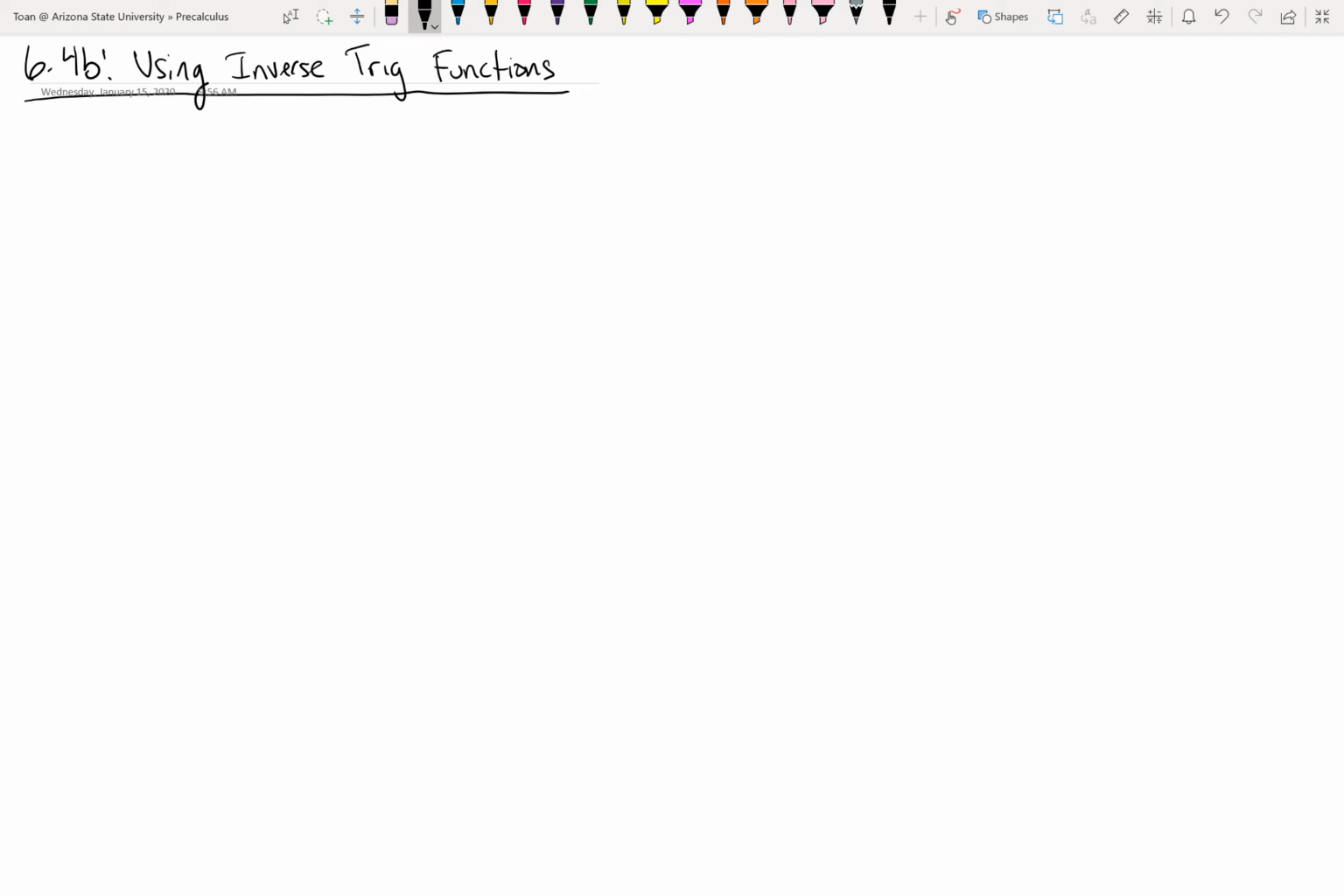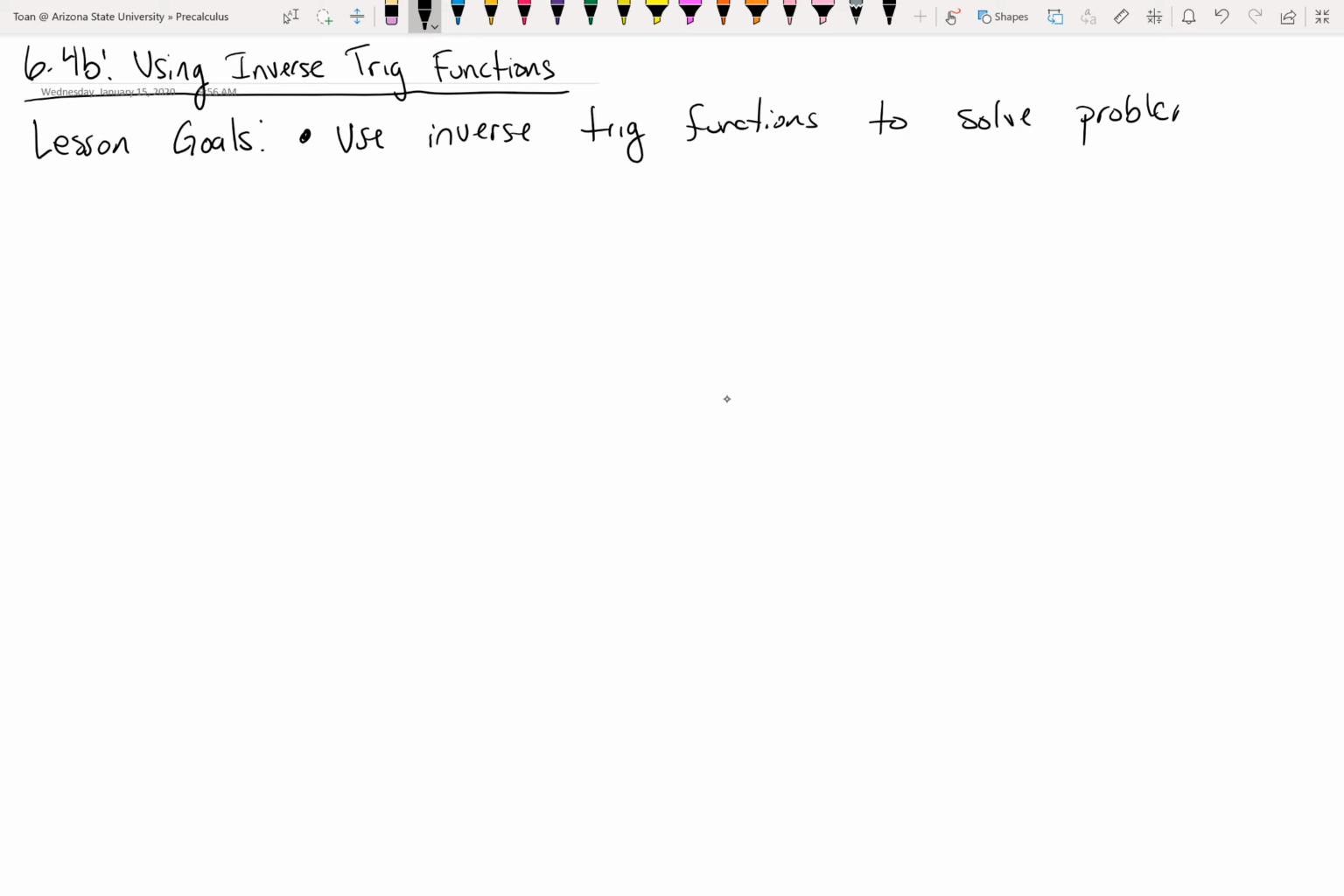First, I suppose we should go over our lesson goals. By the end of the lesson, we should be able to do one thing: to use inverse trig functions to solve problems involving finding angles.